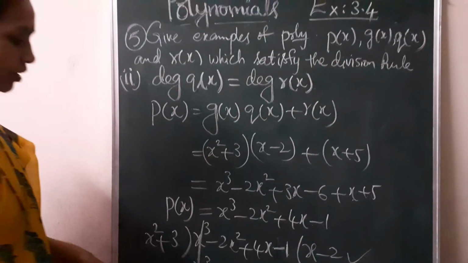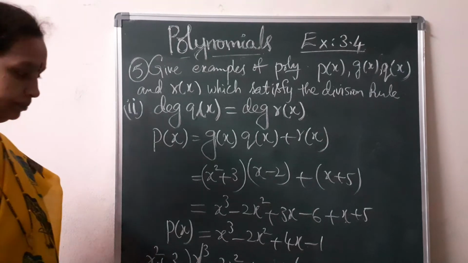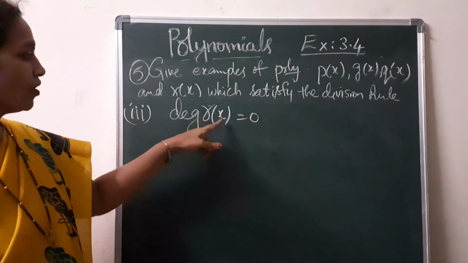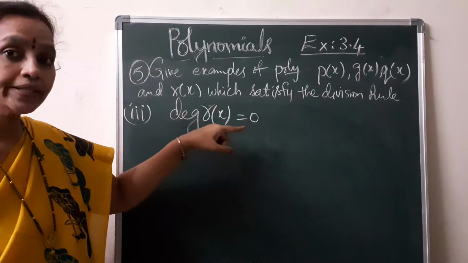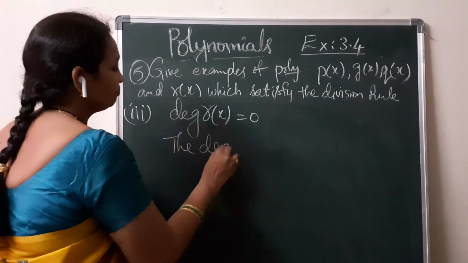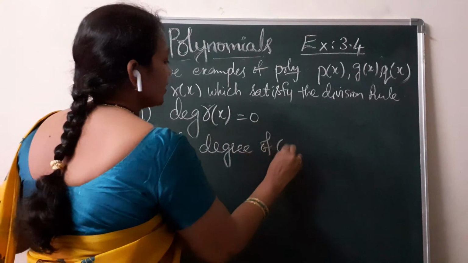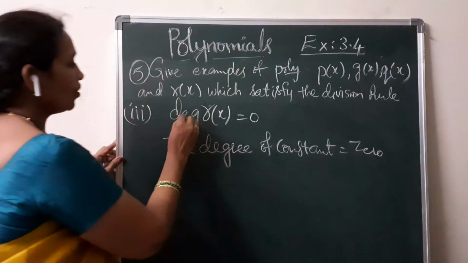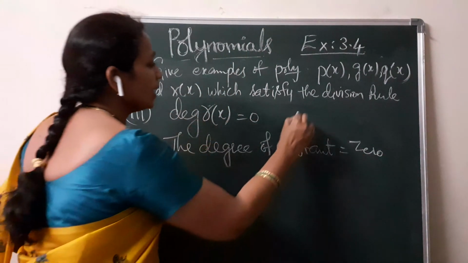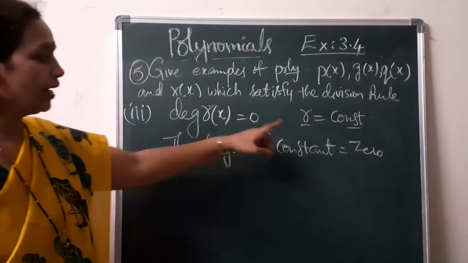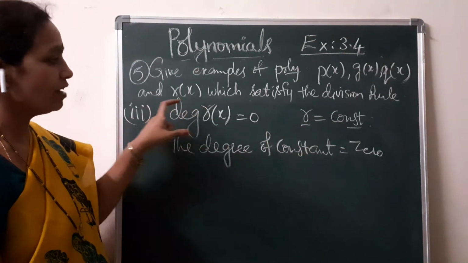Both are of the same degree. Okay? Now, the degree of r of x is 0. Whose degree is 0? The degree of a constant is 0. The degree of a constant polynomial is 0. That means r of x being of degree 0 means you have to get the remainder as a constant number. If you get the remainder as a constant, this condition will be satisfied.